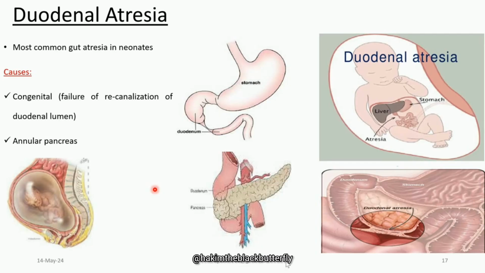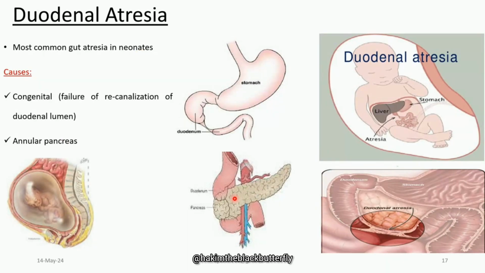So there is a condition that we call duodenal atresia, and we say that atresia means complete obstruction due to probably underdevelopment of a particular part of the body. And duodenal atresia, I can say, is one of the most common gut atresias that presents in neonates. And the causes of this duodenal atresia can be if, let's say, there's a pancreas that has developed abnormally.